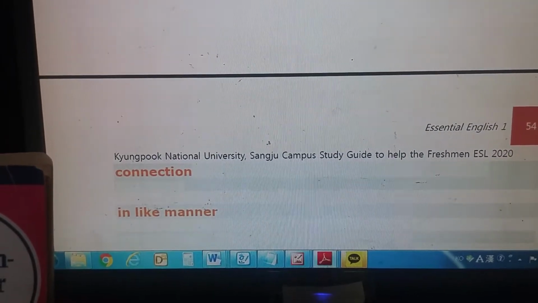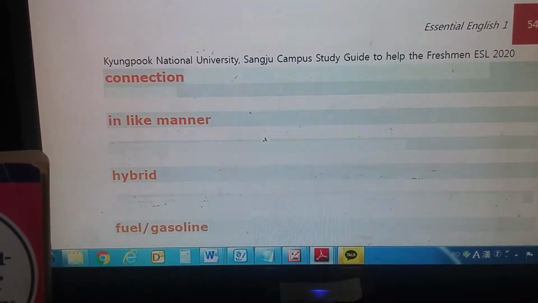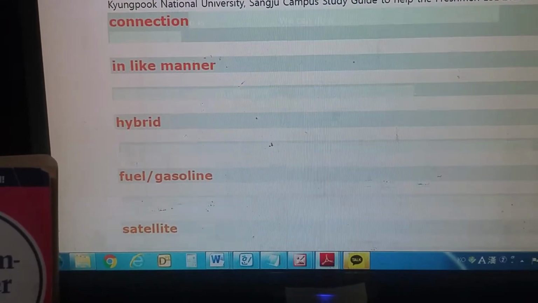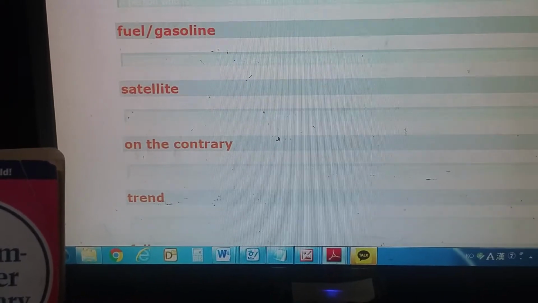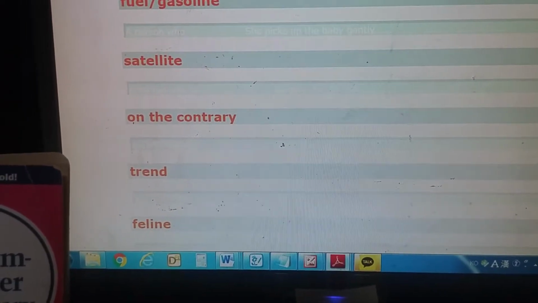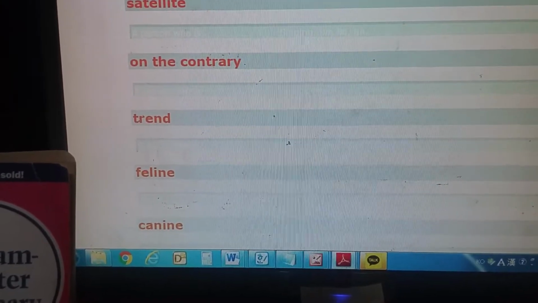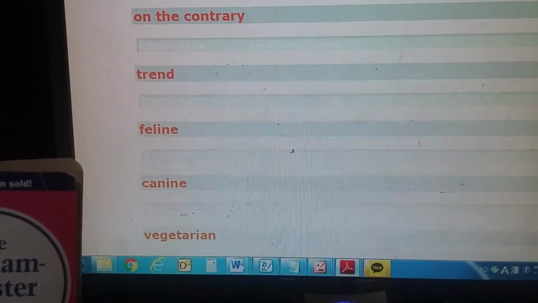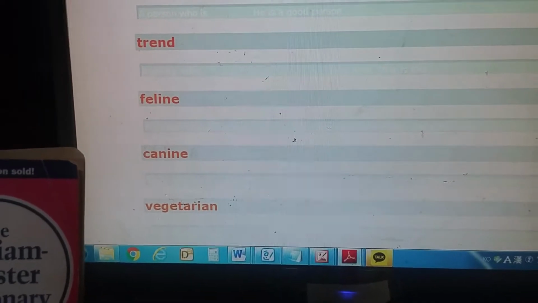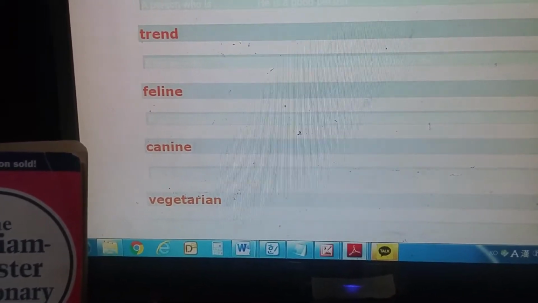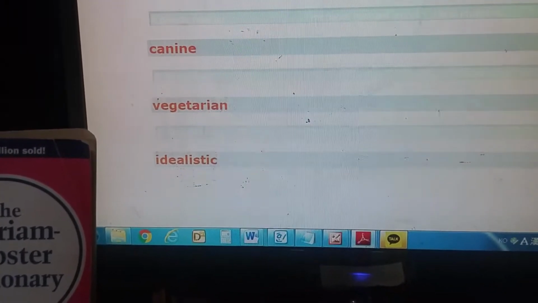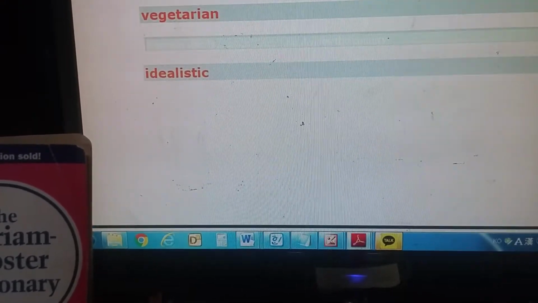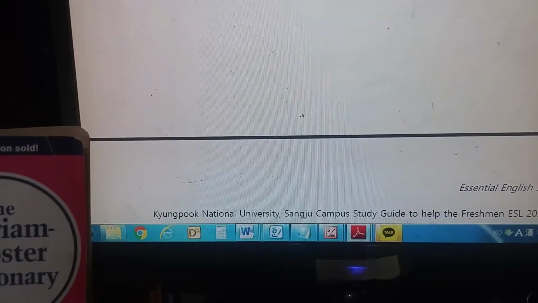There it is. Go for us and do also connection, Korean, in like manner, hybrid, fuel or gasoline, right? Satellite. On the contrary, trend. Feline. What is feline? Canine. What is canine? Vegetarian. What is a vegetarian? Is somebody who eats what? Right? Idealistic. What is idealistic? And that's your vocabulary that we need to understand this lesson.